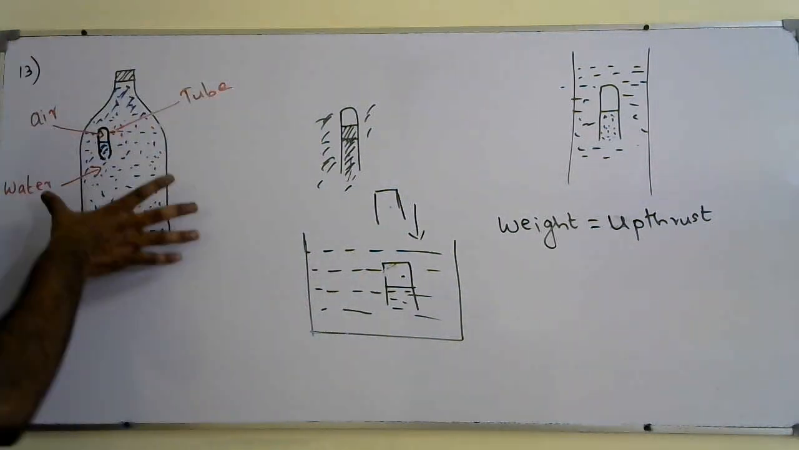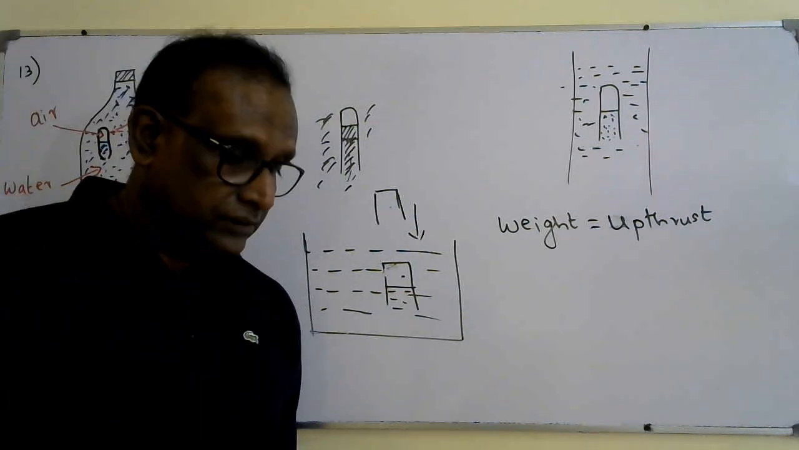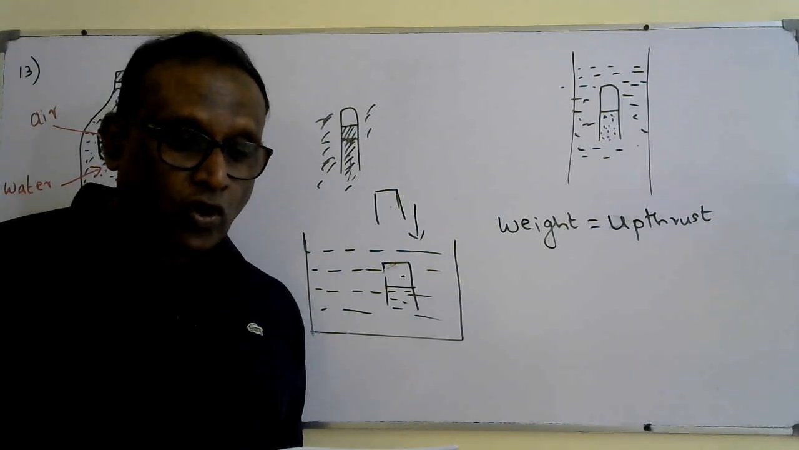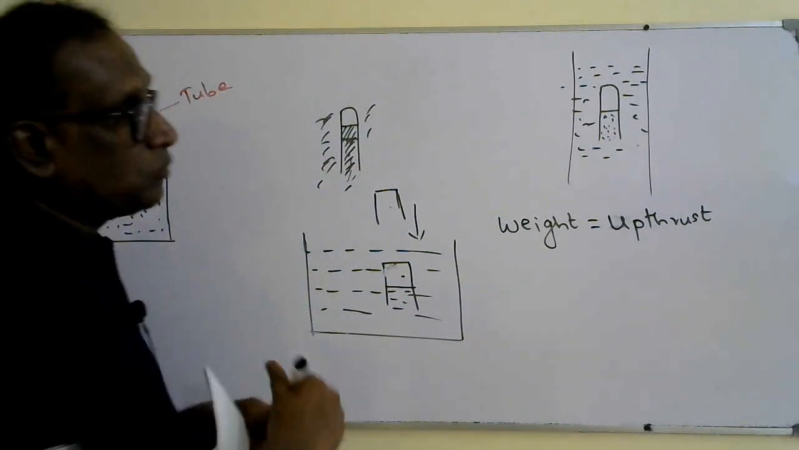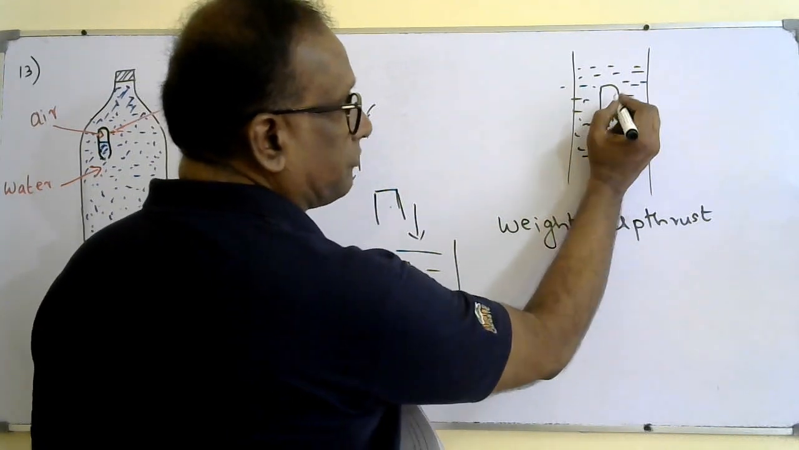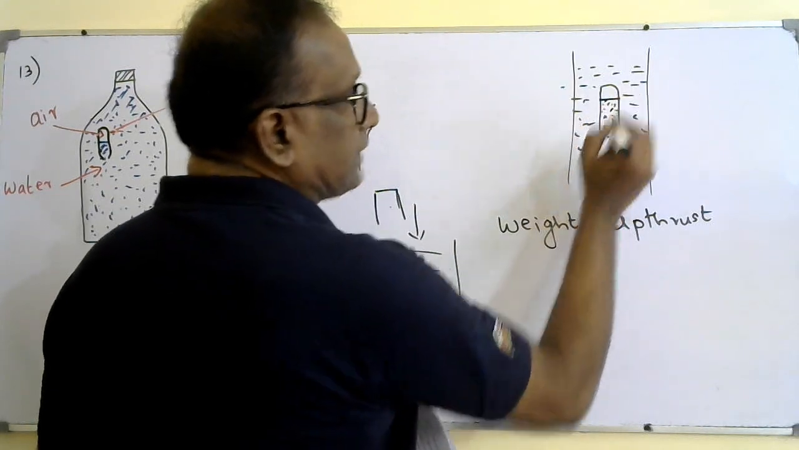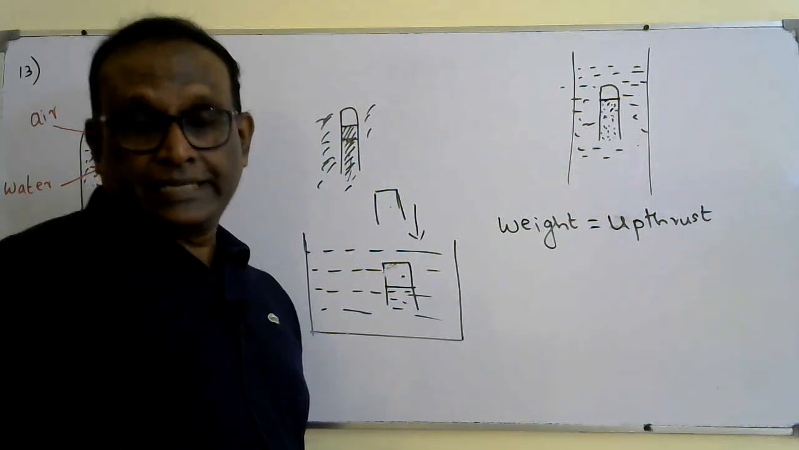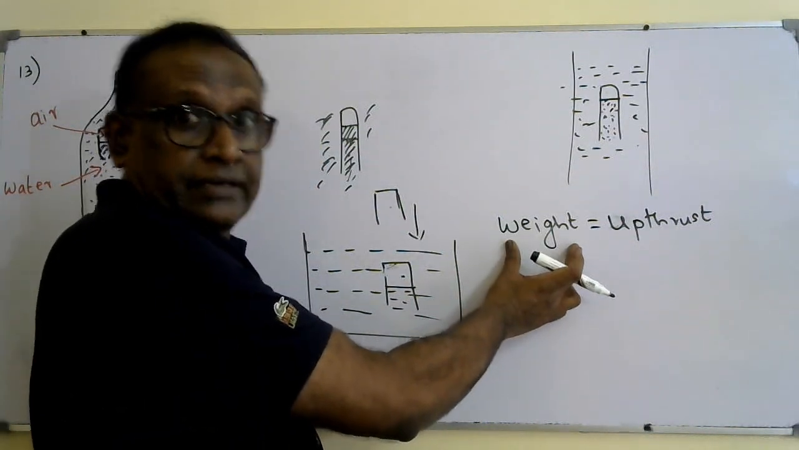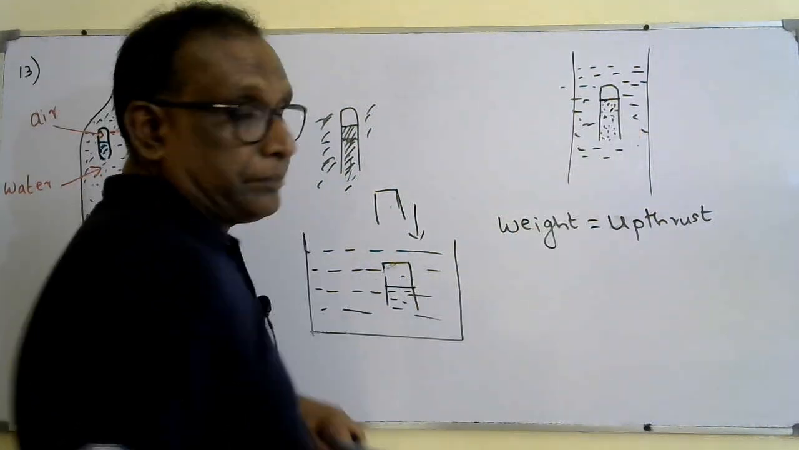Now when you squeeze the bottle, they are saying more water enters the tube. The sentence is there: the student squeezes the bottle, more water is forced into the tube. So the water might go up to here. Now what's happening? The volume of the trapped air is decreasing, but the weight of the tube remains the same.